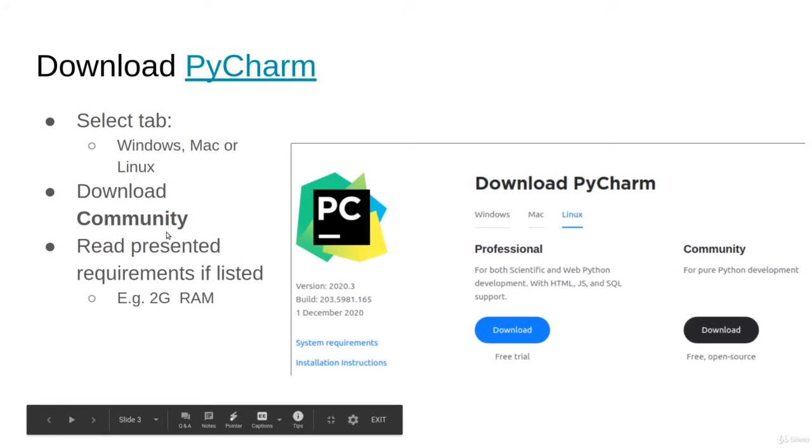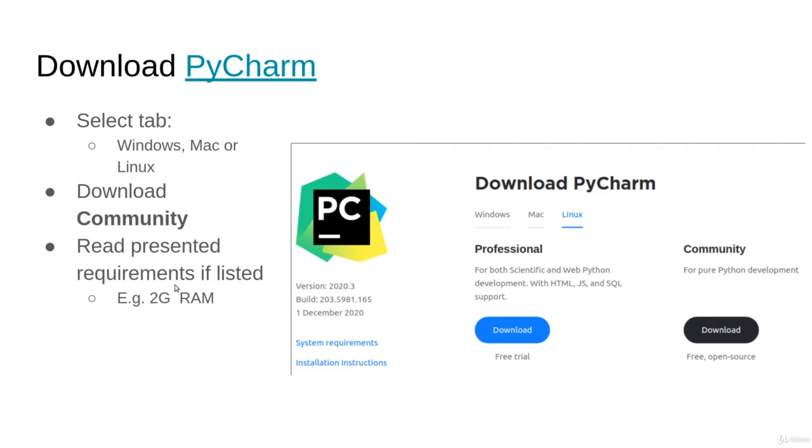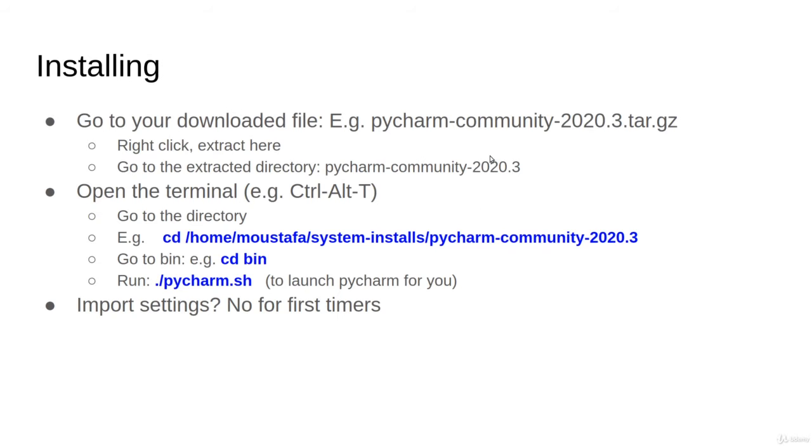It might give you a list of requirements, like your machine has to have 2 GB RAM. Just double check the requirements, but in all cases just download it. Once you download it, you will have some compressed file, like .tar.gz for example. Right click on it and extract it, or use a command to extract it, and go to the extracted directory, let's say PyCharm community 2020.3, and then open your terminal, for example with Ctrl+Alt+T.